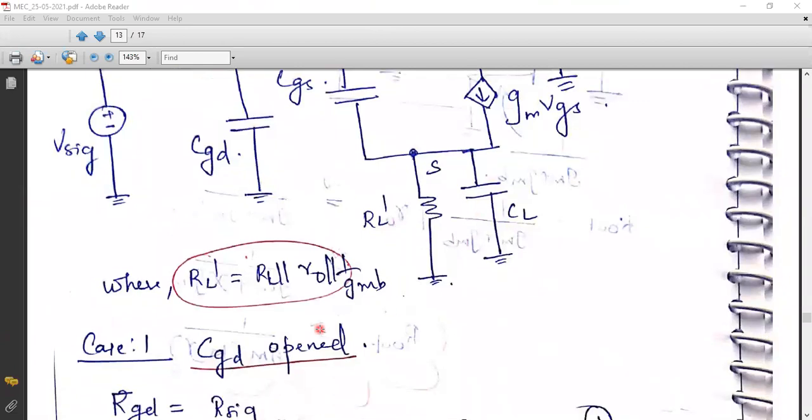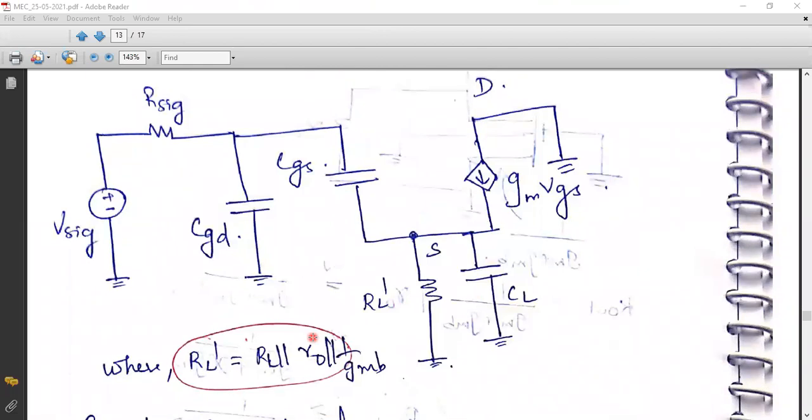Now let us discuss how to find the time constants. You know the procedure. We are going to find the cutoff frequency of this source follower. In order to find the cutoff frequency, you need to find the individual time constants, and all the time constants should be added together so that you can find tau H, and further by making use of the equation we will be able to find fH.